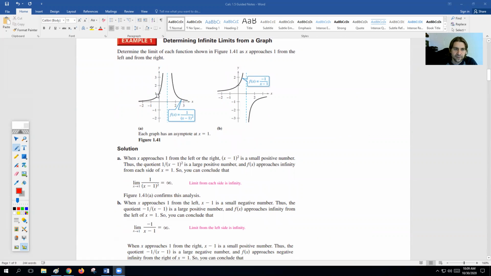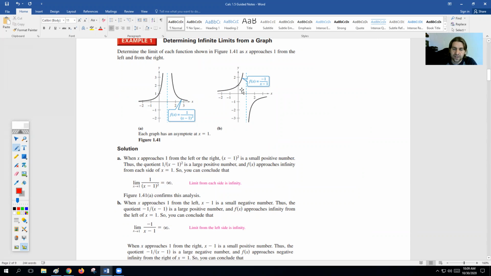Now, on this graph specifically, we have a vertical asymptote at 1. Going from the left side, it's going towards infinity. Going from the right side, it's going towards infinity. So since they both match from the left and the right side, we can say that the overall limit is infinity. They both technically do not exist, but they both match at positive infinity.